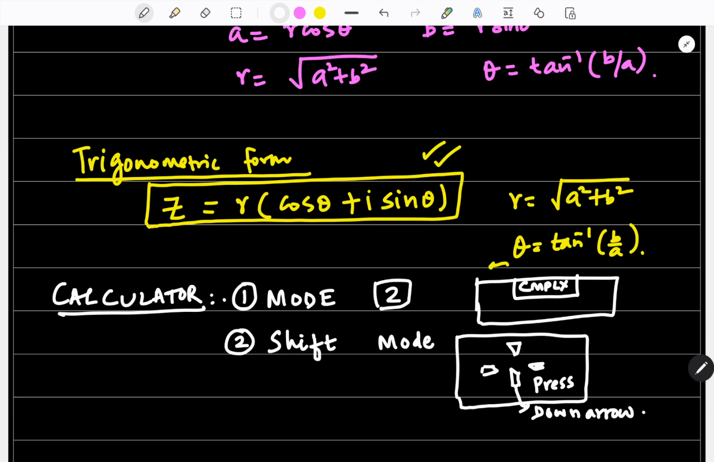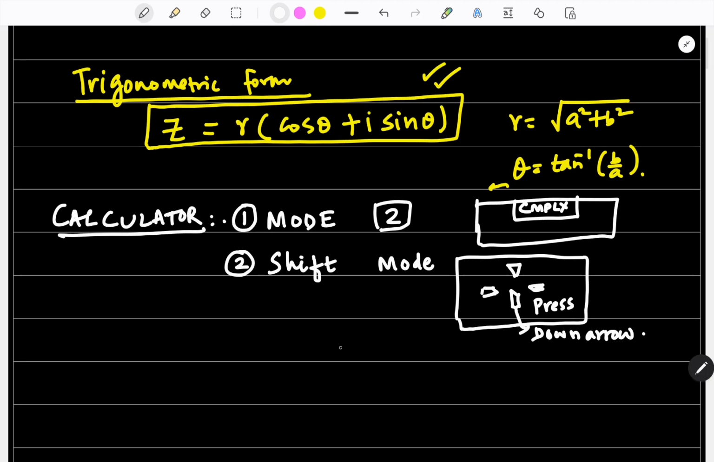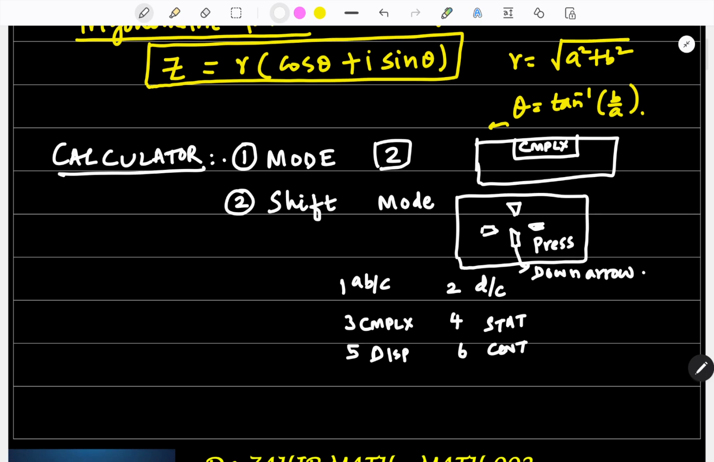When you press this down arrow, you will get the screen with 1, 2, 3, 4 and then 5, 6. You will get all these things, which is a b/c and d/c. Then you will get complex, then stat, then disp, and then continue, right? So what you need to do, you need to press 3, okay. So please press 3. When you press 3, then the screen will show you number 1 a plus bi and number 2 r and then angle theta. It will show like this. So once again I'll repeat.